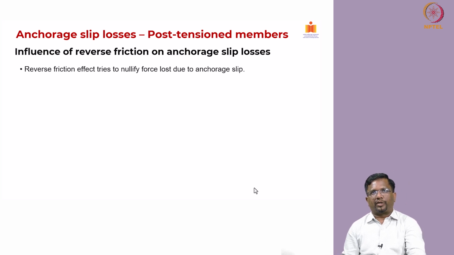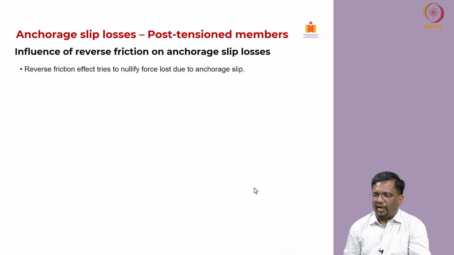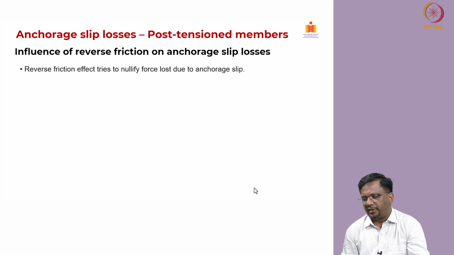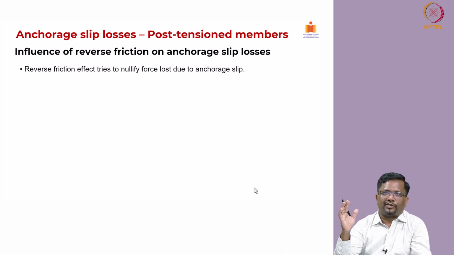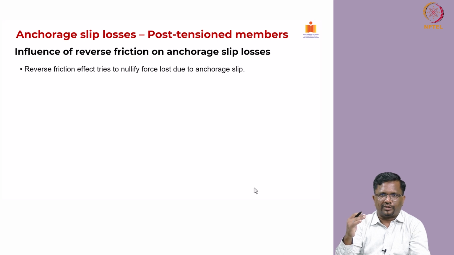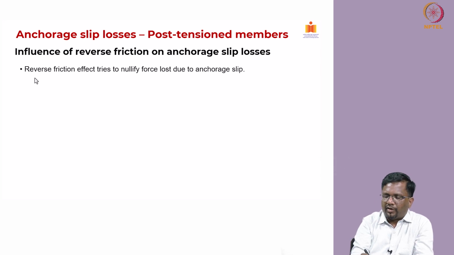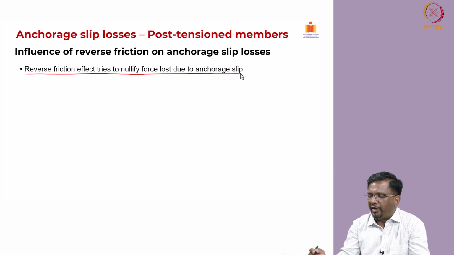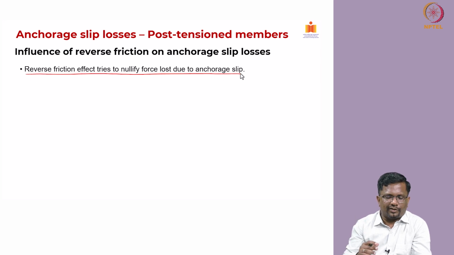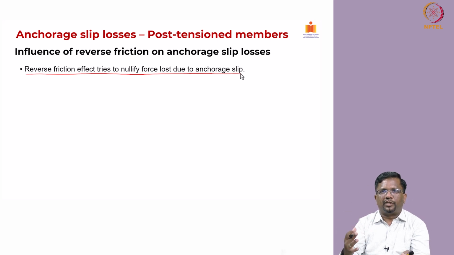Now, why is it important? From the anchorage slip point of view, something called reverse friction occurs. When the anchorage slip is happening, there will be a sudden loss in pre-stressing force. From the jacking force, it will drop to a certain value, and then it will try to recover that force. This is the phenomenon called the reverse friction effect. It will try to nullify the force lost due to the anchorage slip, because it is like a friction that acts in the opposite direction. There is a sudden loss in pre-stress force, and it will try to regain it.